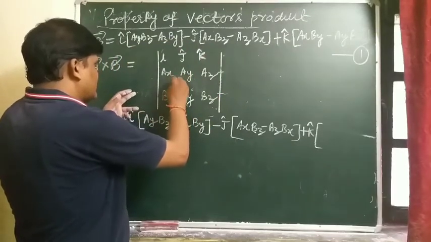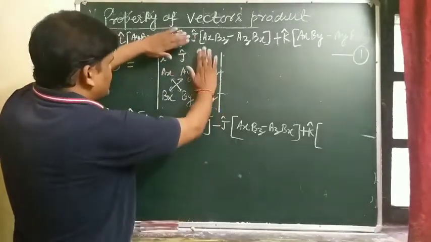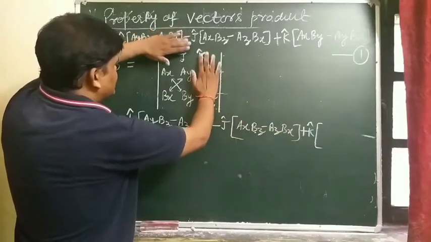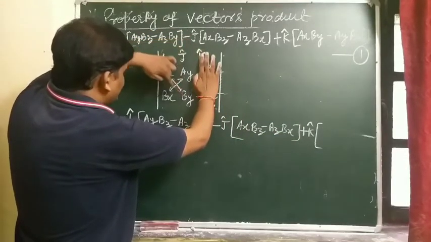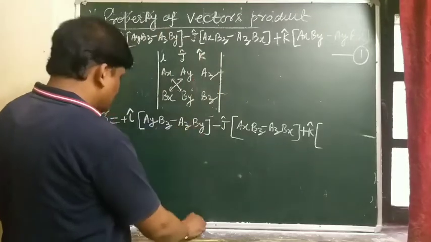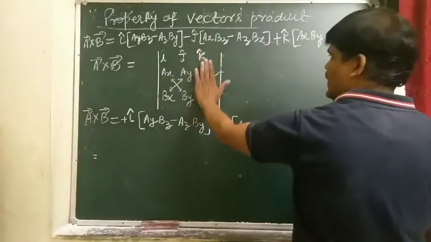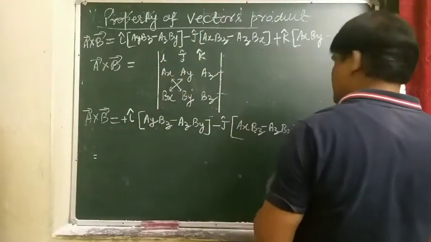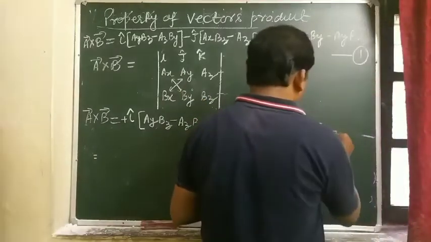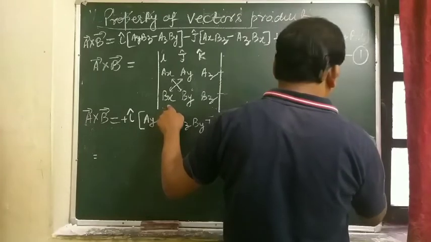So that is what? Hide this and this. We have taken K unit vector, so hide third column and first row. So multiply AX BY, BX AY. So it can be written as, student, hide this and this. Multiply AX BY minus AY BX.